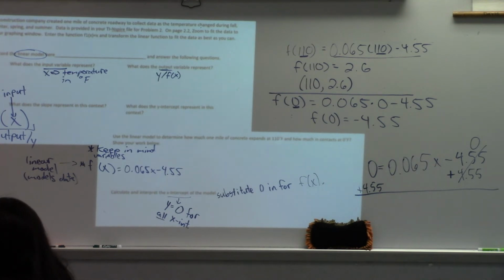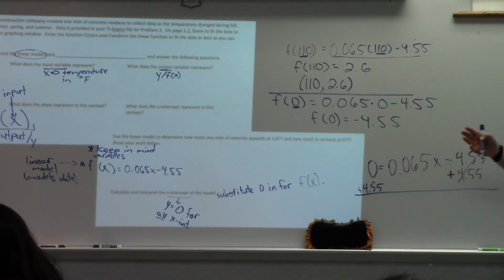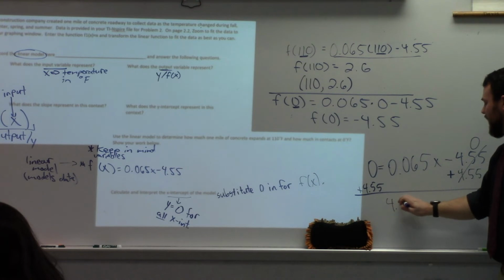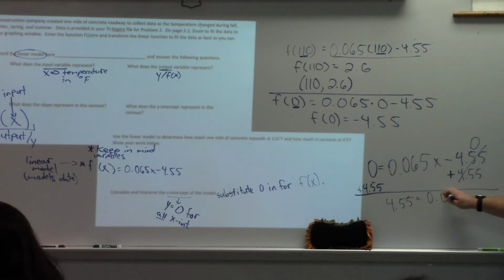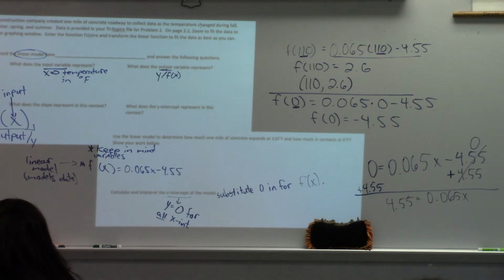Sharnavia, why did I add 4.55 on both sides of the equation? You're close. That is something about equivalence. So I'm going to use the properties of equality to create an equivalent equation. So 4.55 is equal to 0.065x. And now you get x by itself, so you've got to divide by 0.065.